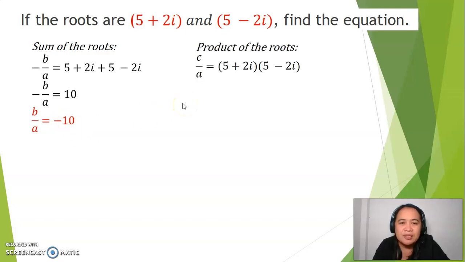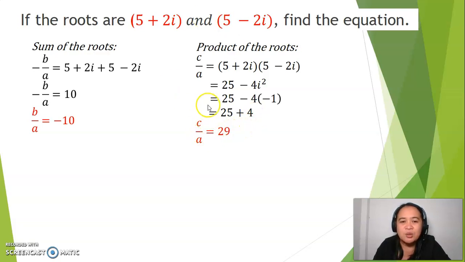Well, the product of the roots, it's quantity 5 plus 2i times 5 minus 2i quantity. So with this, it's sum and difference of the same terms. So square the first, that would be 25. Now 2i times 2i is actually 4i squared. Now take note, the value for i squared is negative 1. So substitute this by negative 1. Negative 4 times negative 1 is 4. Or basically, our c over a is 29.